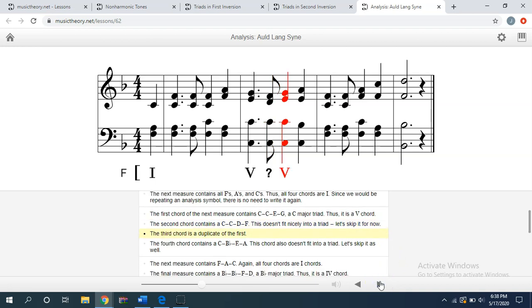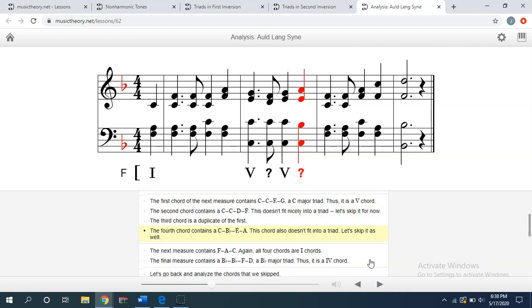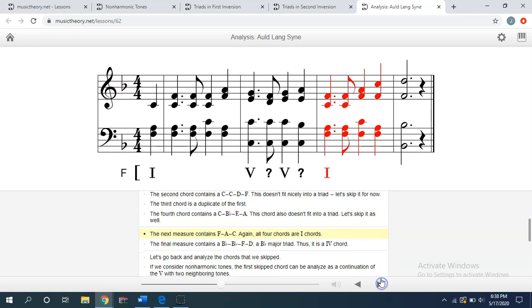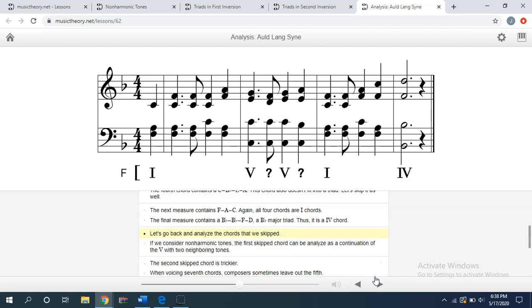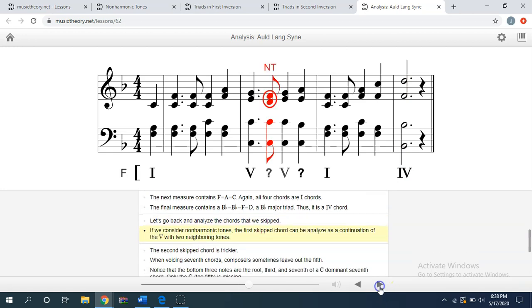And the third measure duplicates the first, and finally the 4 chord contains a C, B flat, E, and A. This one also doesn't fit into the triads nicely, so we're going to skip it. The next measure contains F, A, C. Again, all 4 chords are 1 chords, same measure almost as measure 1. And lastly, it ends on a 4 chord. So that means that we are ending on a kind of a little bit of an odd place, but we'll come back to that later. So let's go back and analyze those question marks that we skipped over.